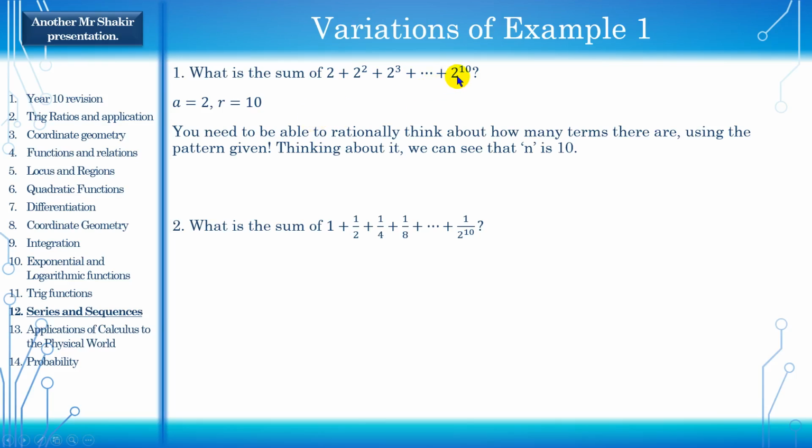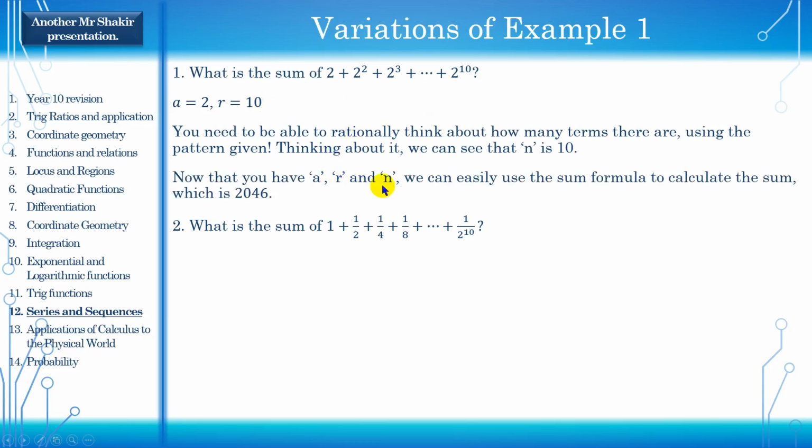So N is 10. I'm sorry, it's supposed to be N. N is 10. R, the common ratio is 2. Clearly it's 2. My mistake on my part, okay? So we have A, R, and N. We can easily use the sum formula, and you will get the answer of 2046.